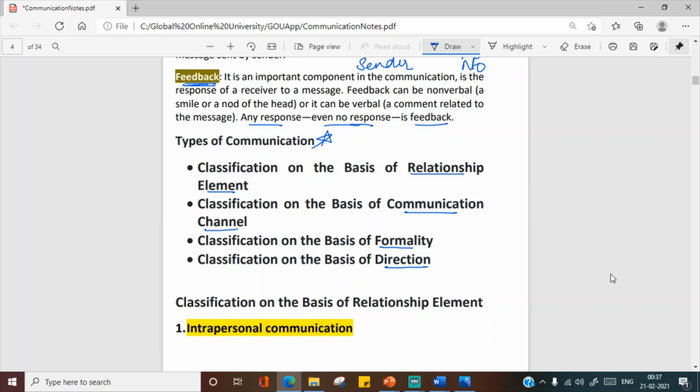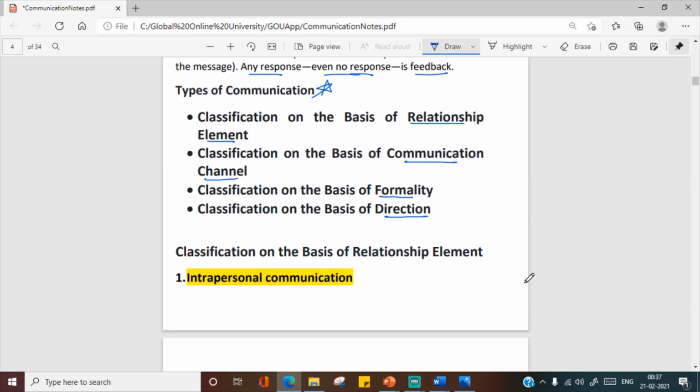The first is intrapersonal communication. Intrapersonal, students, intra means within.